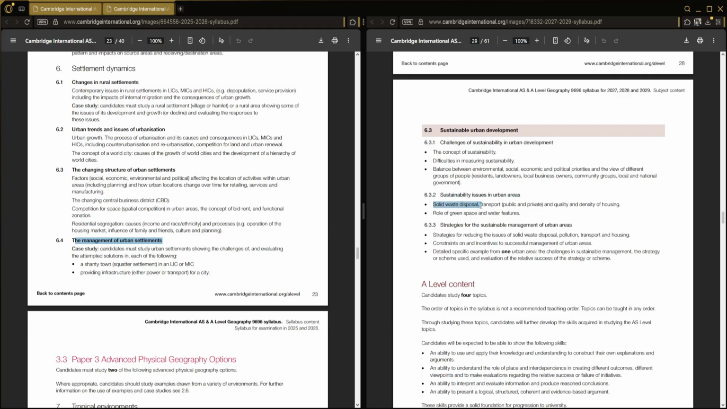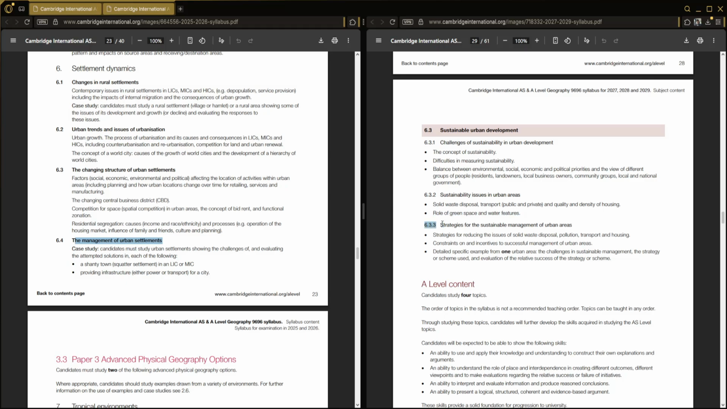And now this is sustainability issues in urban areas. So it's how we get rid of our waste, how we can manage public and private transport, and quality and density of housing. Basically, density is probably good for sustainability, but it's not necessarily good for the individual stakeholders. It's up to debate. Role of green spaces and water features. So things about parks in cities, how beneficial are they?